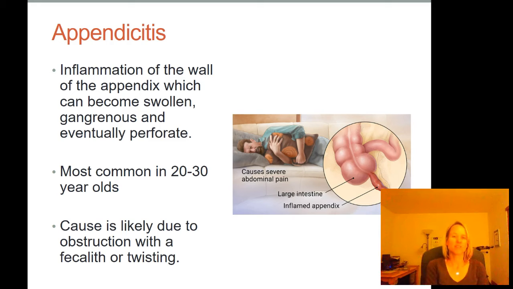Appendicitis is when we have inflammation of the wall of the appendix. This can become swollen, and then it can become gangrenous, and untreated, eventually it could perforate. It's most common in 20 to 30-year-olds, but can occur in children and later adulthood. The cause is thought to be an obstruction, like due to a fecal stone right there, or twisting that can block off the appendix and allow it to become inflamed and swollen.